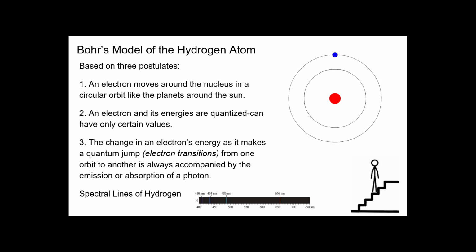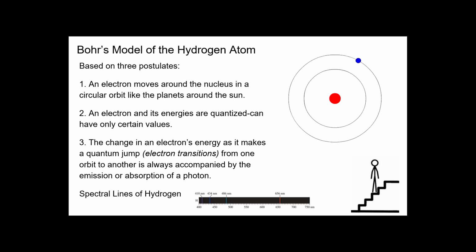So there are three postulates. An electron moves around the nucleus in a circular orbit, like the planets around the sun. An electron's energies are quantized, which means it can only have certain values. And the change in an electron's energy as it makes a quantum jump, which is an electron transition, from one orbit to another, or level, if orbit gets you confused, is always accompanied by the emission or absorption of a photon. And I'm going to cover what the spectral lines of hydrogen mean right now. So let's break these down.